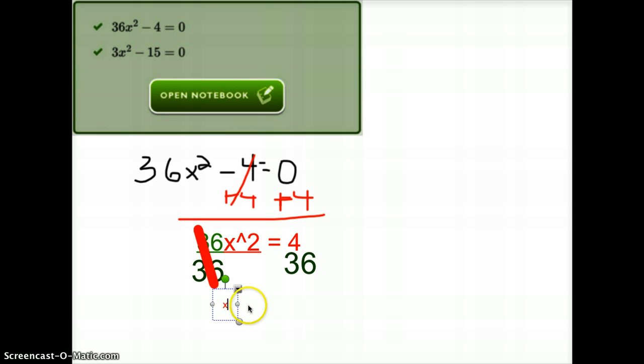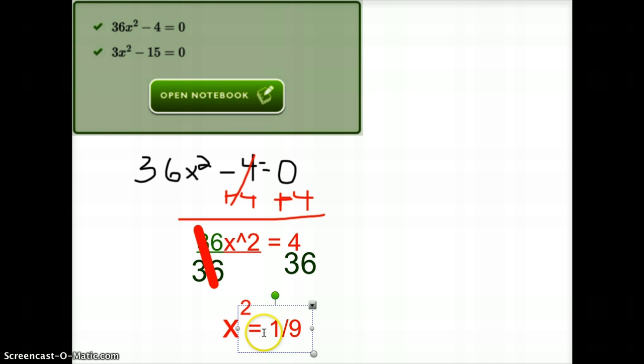On this side, I'll have x squared equals 4 divided by 36. I can reduce that, and I think it's going to be 1. Divide both of them by 4. 36 divided by 4 is 9. 1/9. Okay, so this is going to be 1/9.